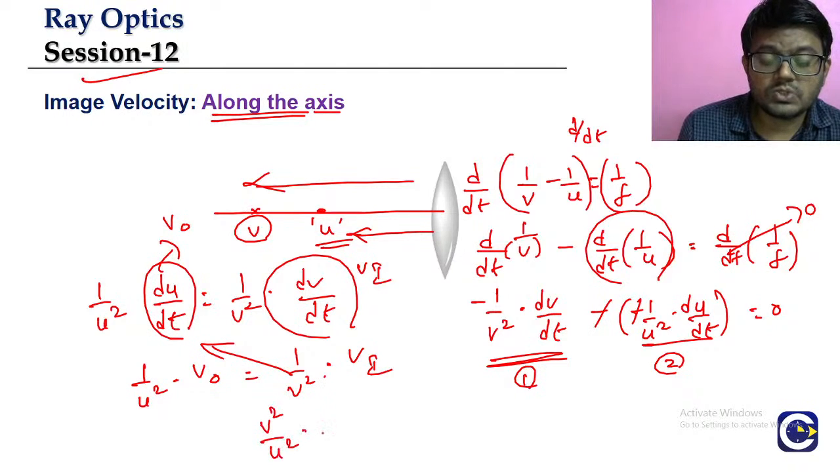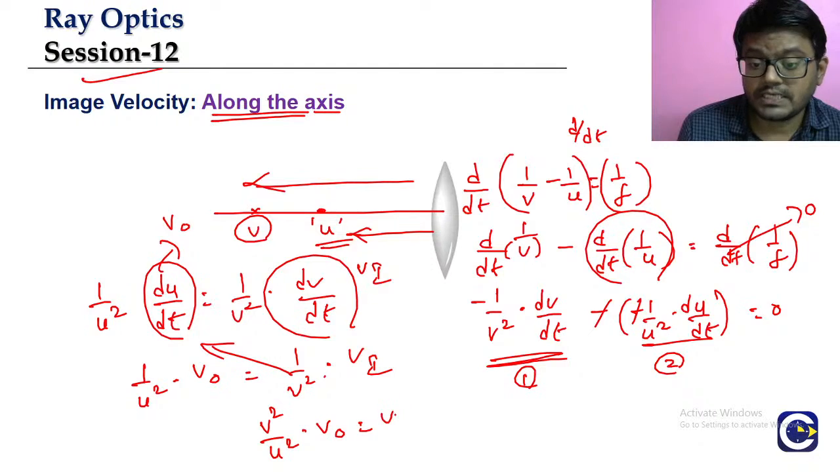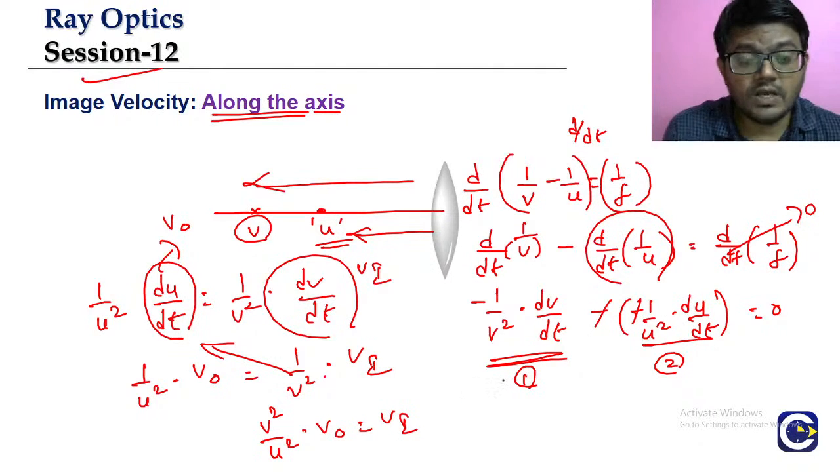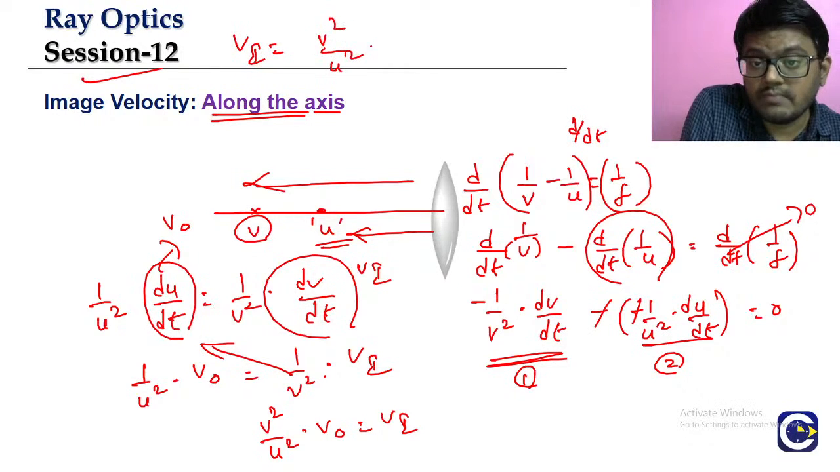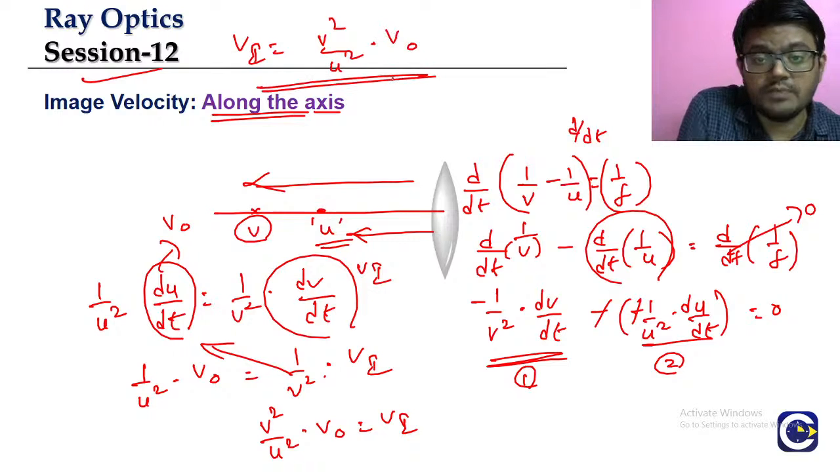V square by u square into velocity of the object is equal to the velocity of the image. So what is the formula for the velocity of the image? Vi is equal to what? V square by u square into velocity of the object.